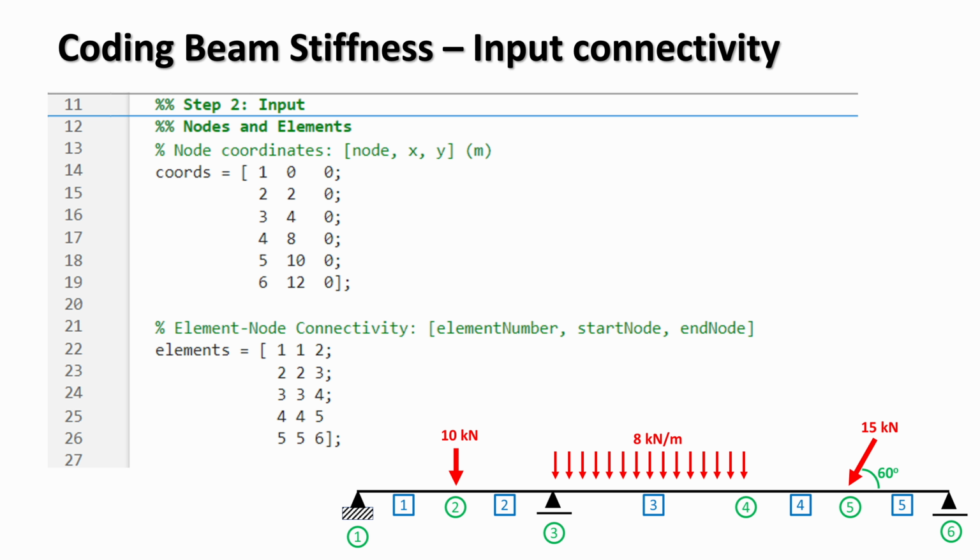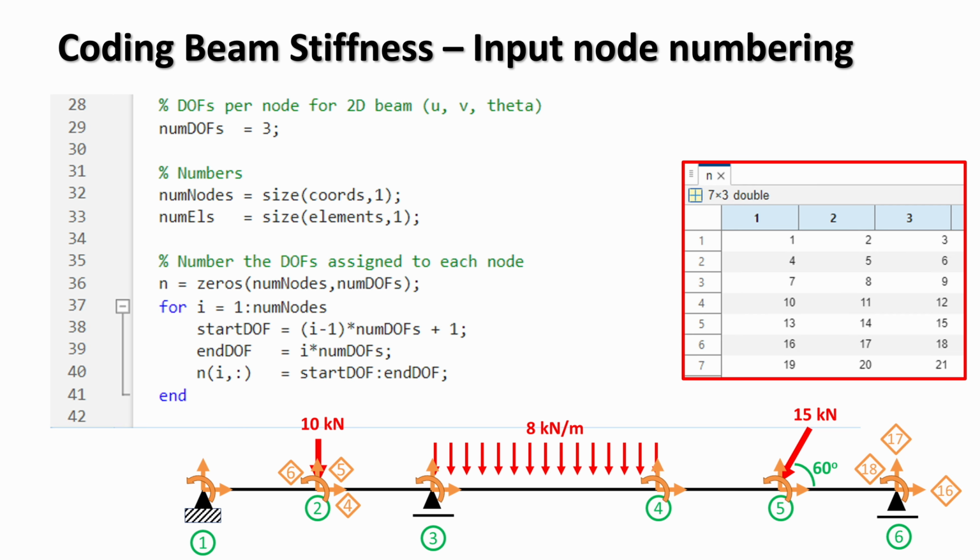In this step, we assign the degrees of freedom to each node of the beam. For a 2D beam element, each node has 3 degrees of freedom: horizontal displacement, vertical displacement, and rotation. So we set the number of degrees of freedom per node to 3. We then determine how many nodes and elements we have based on the input defined earlier. The loop shown here automatically assigns degree of freedom numbers to each node. For example, node 1 is assigned degrees of freedom 1, 2, 3, node 2 gets 4, 5, and 6, and this continues sequentially along the beam.